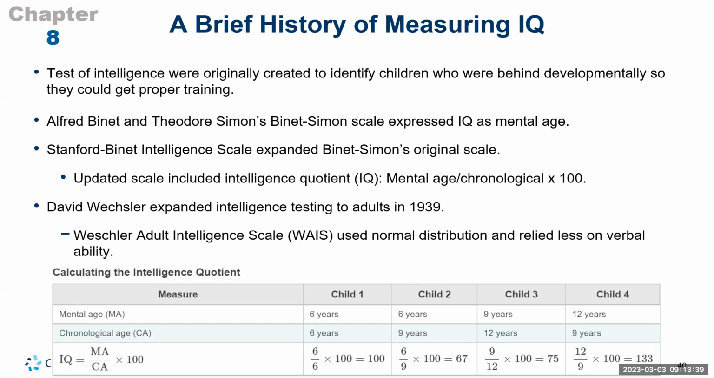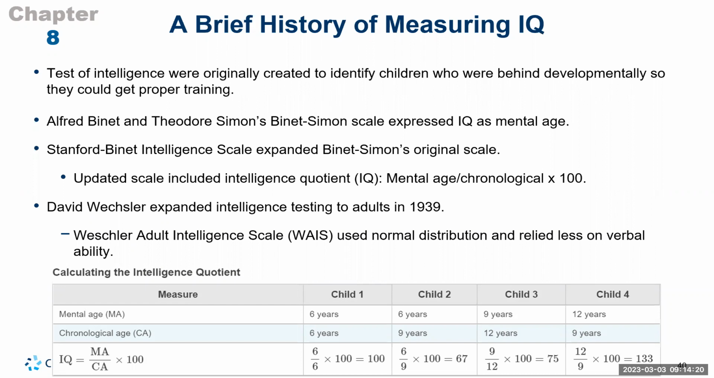So Alfred Binet and Theodore Simon, they created a scale which expressed IQ as what we call a mental age, right? So if a child was 6 years old and they had cognitive skills that were at age 6, then they would be what we consider a normal cognitive functioning, right? But if we had a 6-year-old and their cognitive age was actually somewhere around 3, right, then we'd say that that person was kind of developmentally delayed and they would need extra help in order to get to the level they need to be at for that mental age, right? So that was the first thing, was looking at mental age.